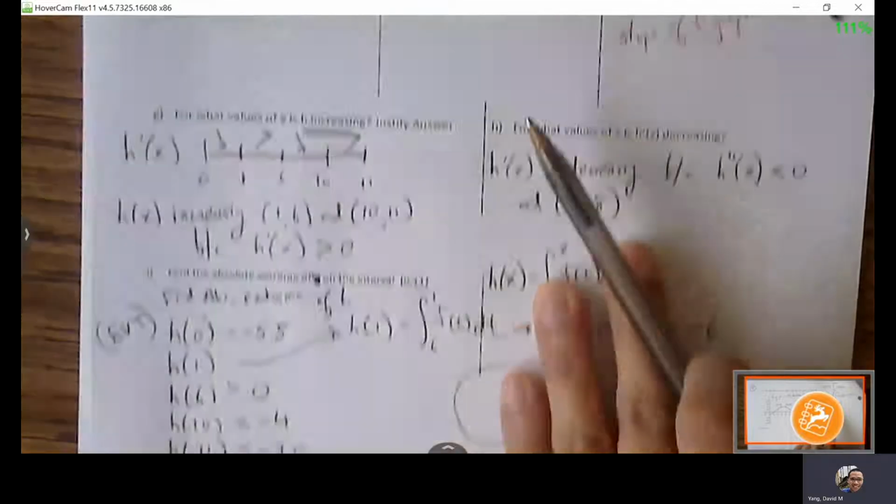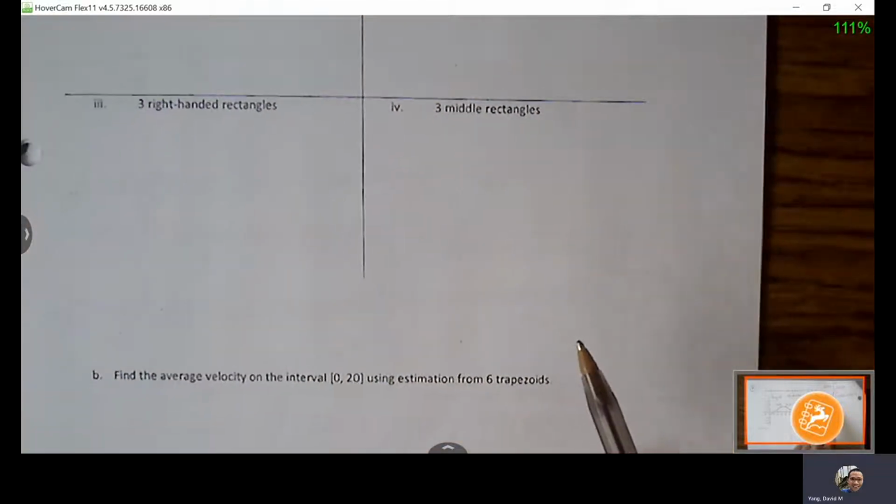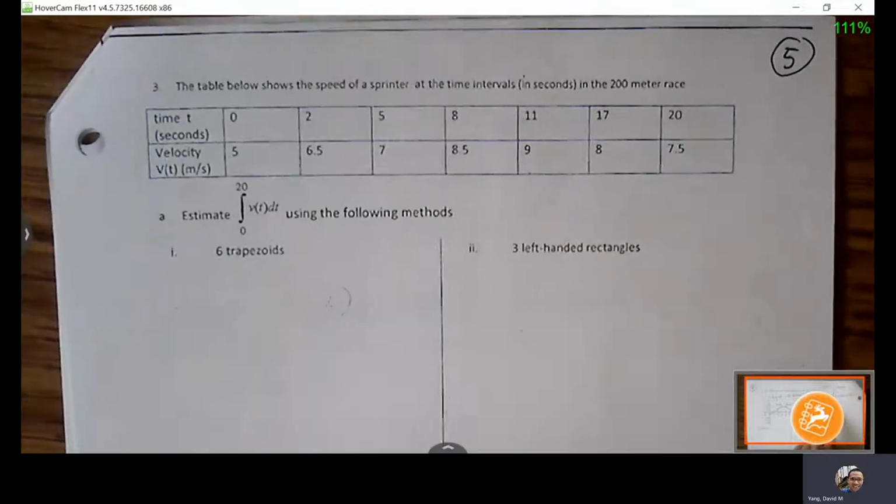Okay, so you can expect one of these types of problems on the test on Wednesday. Okay, any questions? Okay, let's look at page 5, and we'll do a Riemann sums problem.